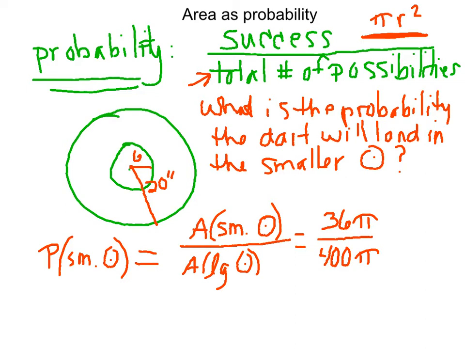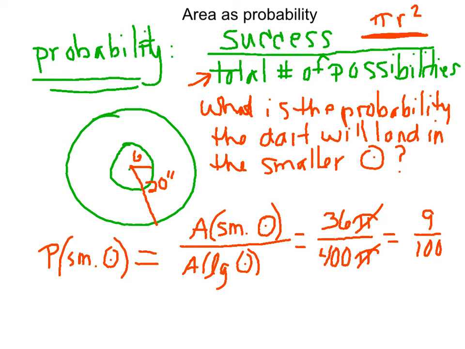So if you can remember how to reduce some things, we have pi over pi. They cancel each other out. There's no more pi involved at all. It's kind of sad if you like pi. We have 36 over 400. Let's reduce it a little bit and see if we can get this down to maybe a fraction that we recognize. I know that 4 goes into both of those. So 4 goes into 36 9 times. 4 goes into 400 100 times.